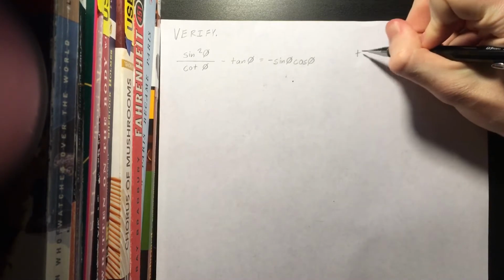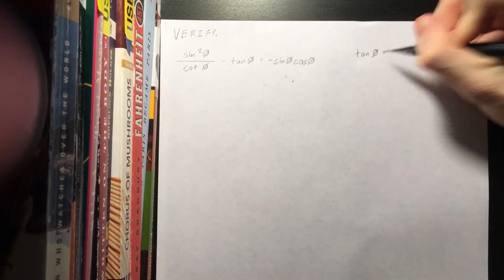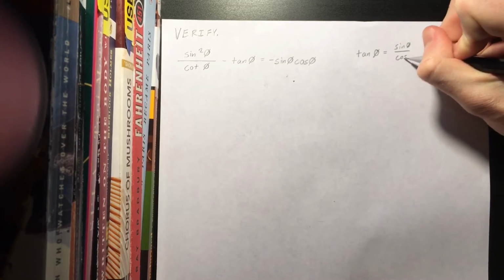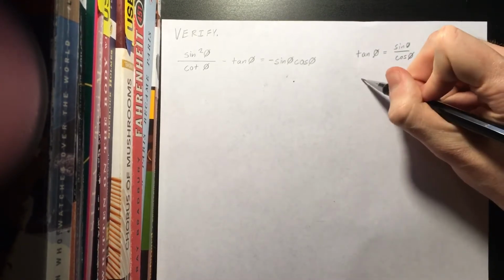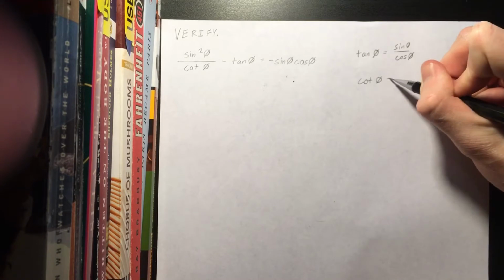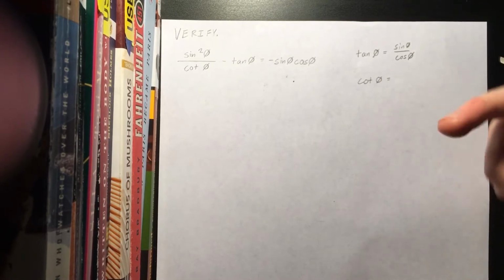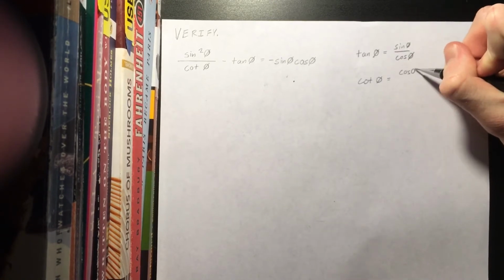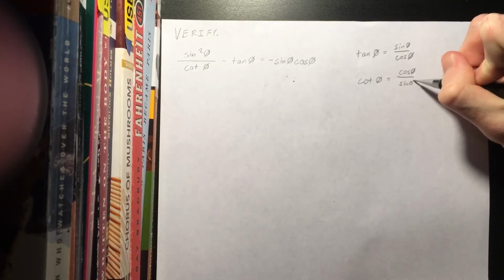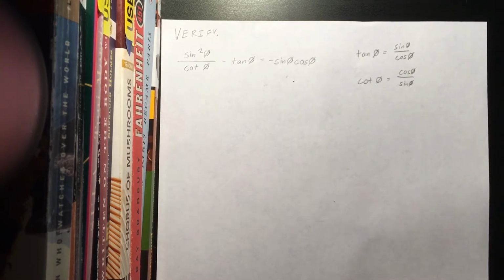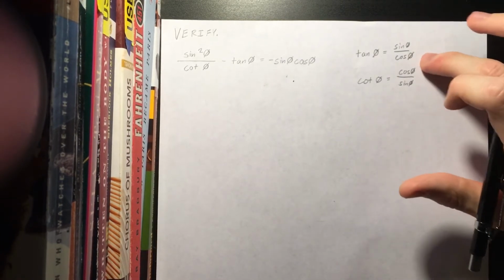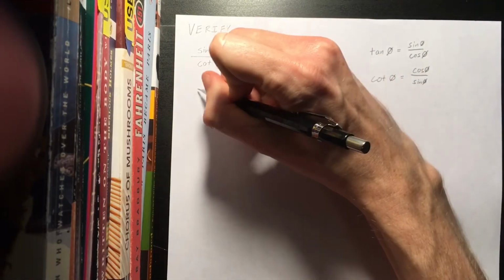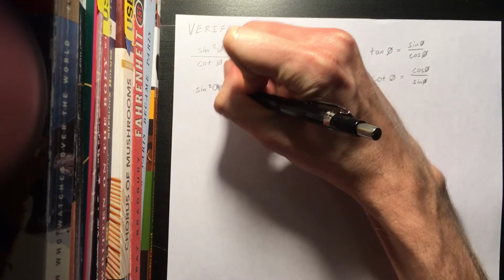So if you're unfamiliar, tangent of theta equals sine theta over cosine theta. Also, cotangent of theta equals the exact opposite. You're just going to flip it. They're reciprocals of each other, so cotangent is cosine theta over sine theta, okay? So what I'm going to do is substitute these values wherever I see these tangent and cotangent values, okay? So let's start with that. I'm just going to copy it down and substitute them.